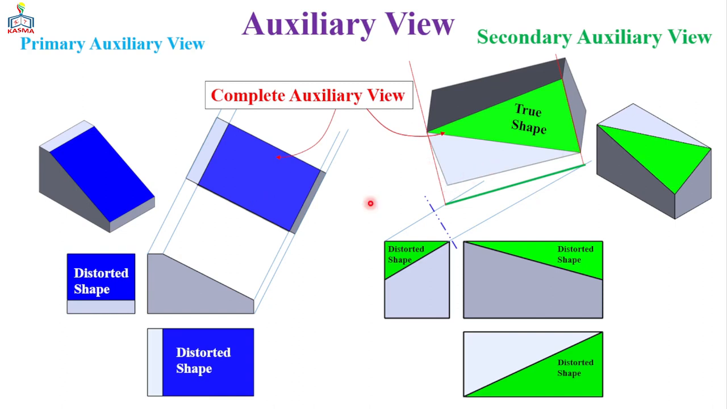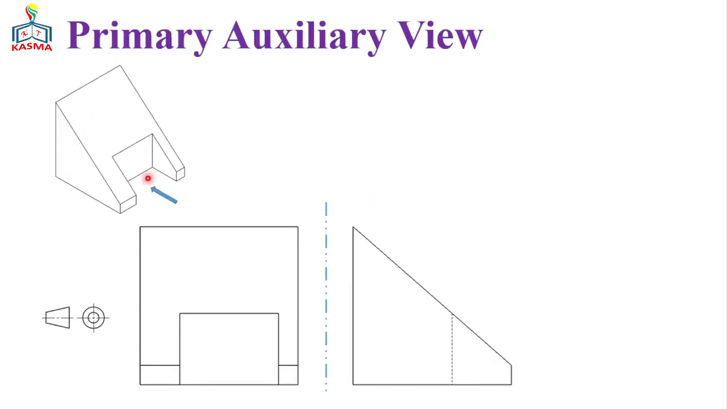Let's start constructing the primary auxiliary view of this object. The front view of this object is from this direction, and the left side view of the given object is from this one, constructed with the first angle projection system. Once we construct all the multi-view drawings of this part, we can get this surface. The corner points of this inclined surface can be labeled in this way.